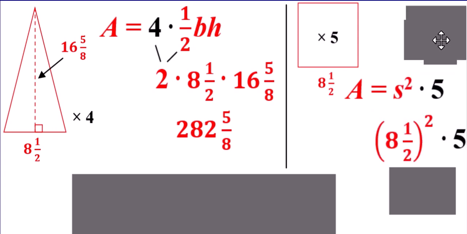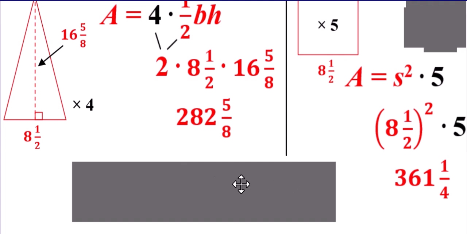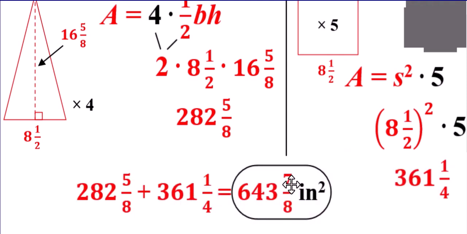So that's going to be 8.5 to the second power times 5, and that should have given you an area of 361 1/4. Add them together, and this is going to give you a total area of 643 7/8 square inches, because surface area is square units, so square inches. All right, that wasn't really that bad.